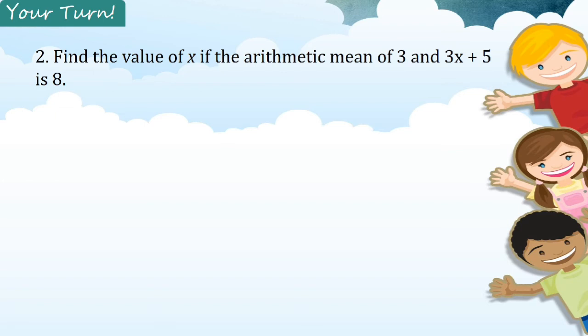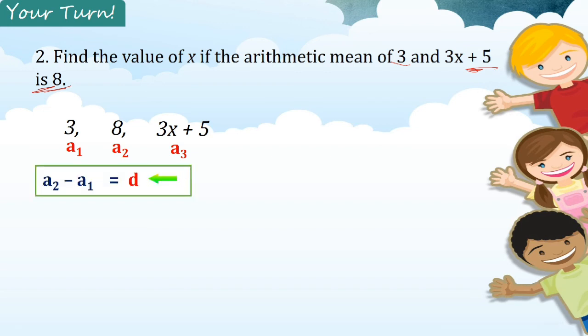Number 2, find the value of x if the arithmetic mean of 3 and 3x plus 5 is 8. So, ibig sabihin, if 8 is the arithmetic mean between 3 and 3x plus 5, then siya yung second term natin. So, first term is 3, second term is 8, third term is 3x plus 5. So, let's find the value of x.